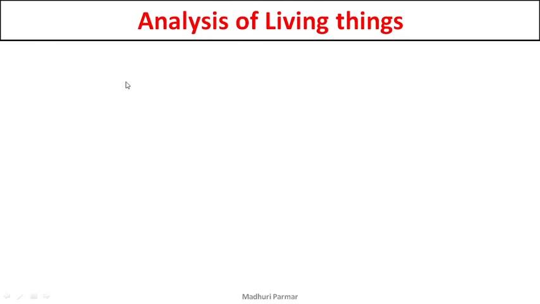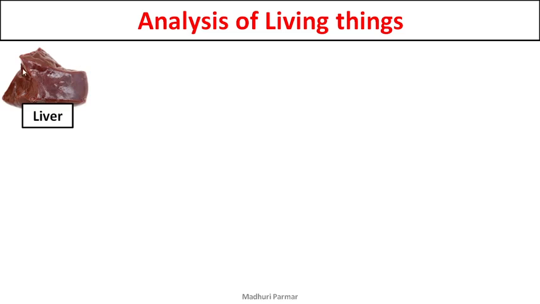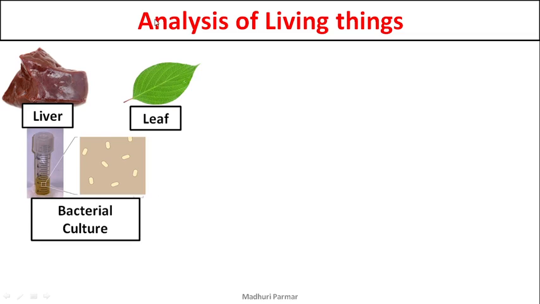We can do analysis by taking a piece of liver. Okay, this liver is nothing but an example of animal tissue. You can take any tissue you want to find out, okay, its composition or analyze. Then from a plant tissue, we can take a leaf. And for microorganisms, you can take a bacterial culture.